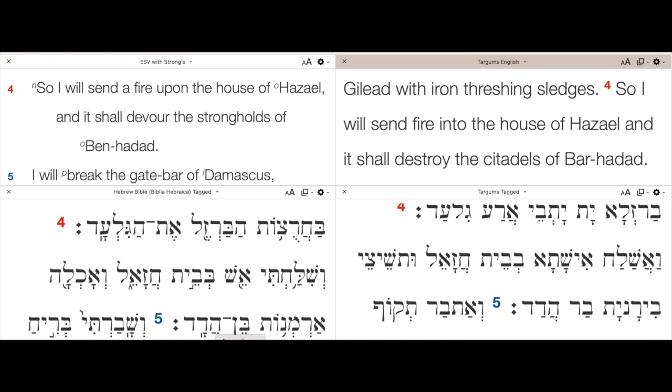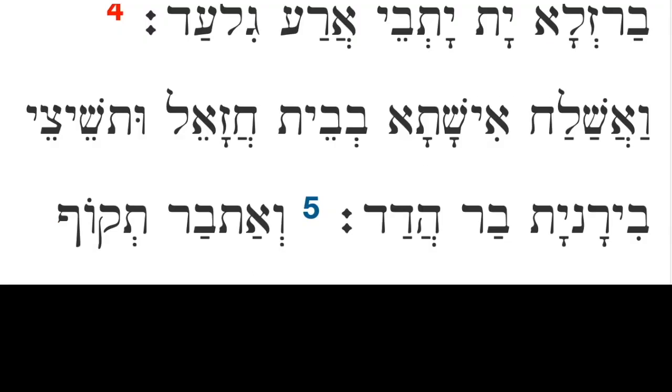Now let's check the Targum. Amos 1:4 in Targum Jonathan of the Prophets is actually a super literal translation of a Hebrew Vorlage, or the Hebrew base text, which would be identical to the Masoretic text. So we read, if you look in the bottom right corner, for those of you who want to try to read some Aramaic, we get Vashalach ishata bevet Chazael utshetze biranyat bar Hadad.